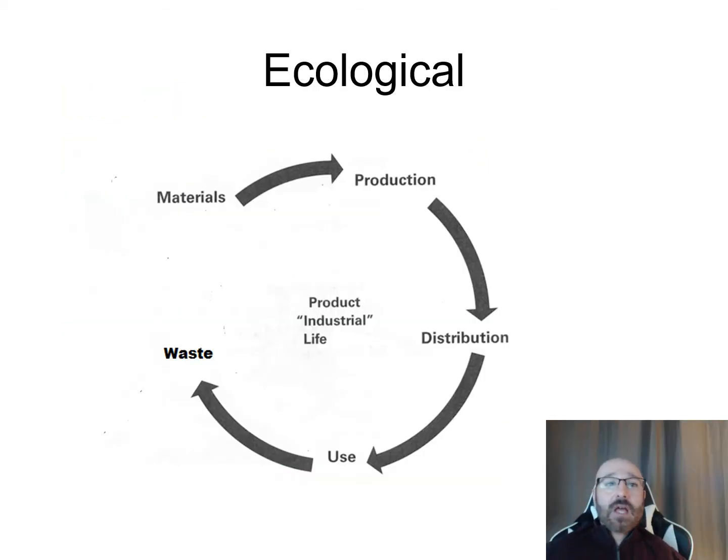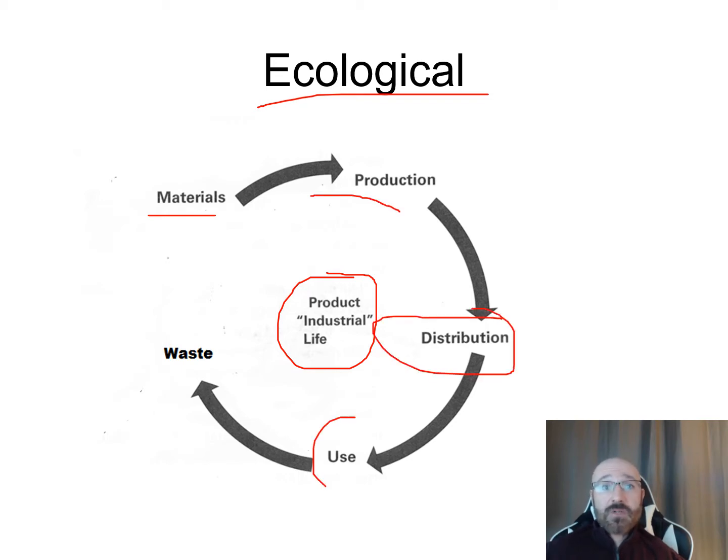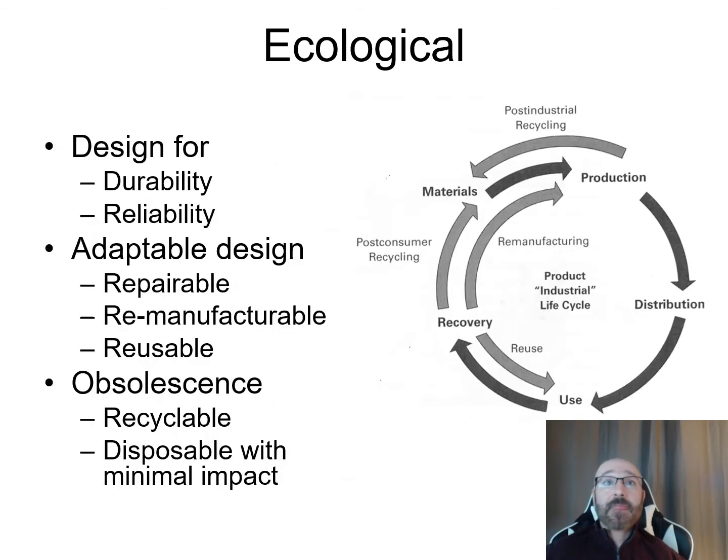So now moving on to ecological considerations within the design process here, what we have here is an industrial life cycle for products. We can see we have our raw materials that we use to produce the products. It goes into production. From there, it goes into distribution, use, reaches the end of its life and becomes waste. So these are all different things that we need to consider along the way when we're talking about the ecological impact of the product we're designing.